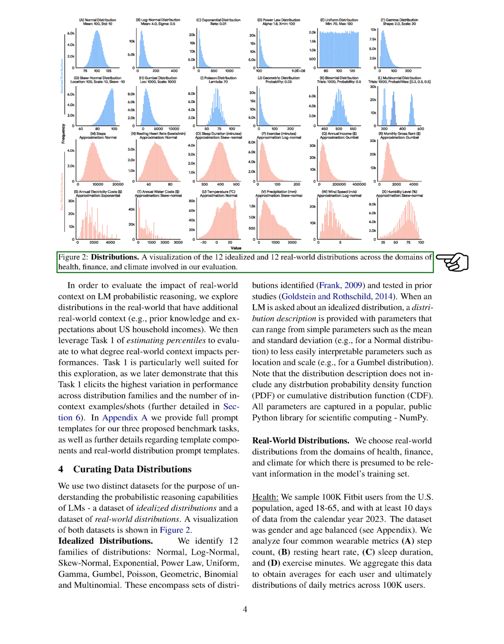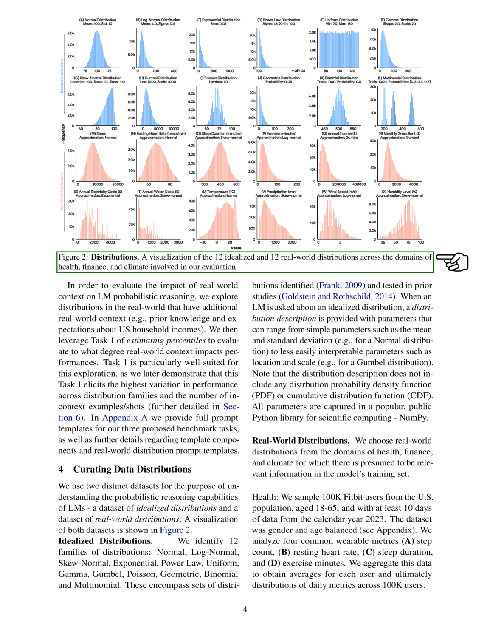To assess how real-world context affects the language model's performance, we introduce distributions with real-world context, such as U.S. household incomes. We focus on Task 1, estimating percentiles, to evaluate the impact of real-world context on the model's performance. Task 1 is ideal for this evaluation as it shows the most variation in performance across different distribution families and examples with real-world context. We provide detailed templates for the 3 benchmark tasks and additional information on real-world distribution prompts in the appendix.